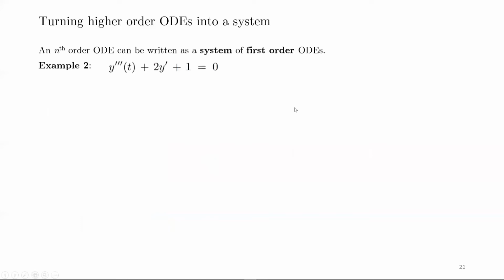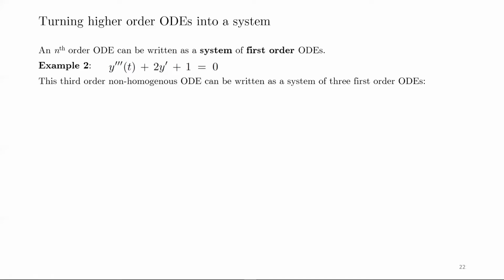Okay, well, let's try a higher order example now. So I've got a third order ODE here, and I want to turn this into a system of three first order ODEs. So I'm going to start in the same way as in the previous example. I'm going to introduce a new variable, x1 equals y prime. So again, I've already found my first first order linear ODE here, y prime equals x1.